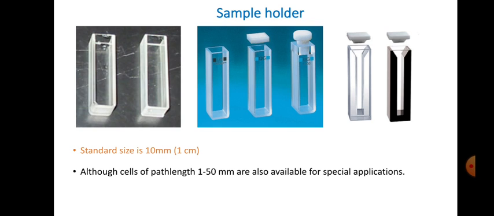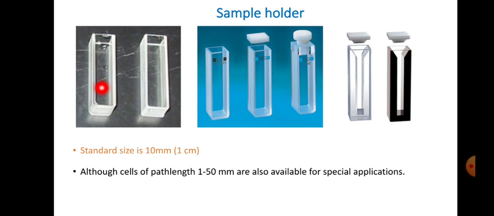There are varieties of sample holders available in the market. This is the one which is very commonly used, and it is made of quartz. Quartz is a material which remains transparent throughout the ultraviolet and visible region. If you are using quartz as the material of construction for these cells or cuvettes, then we can do our analysis very comfortably because quartz is not going to absorb the radiation in the UV and visible region.